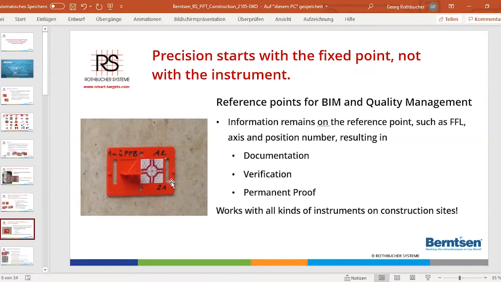You can start working immediately. And this is very easy handling. These targets are used by millions around the world. We have had this target for about 20 years on the market, and it is standard in a lot of countries.